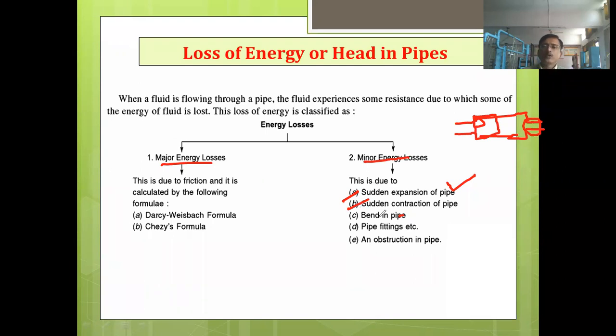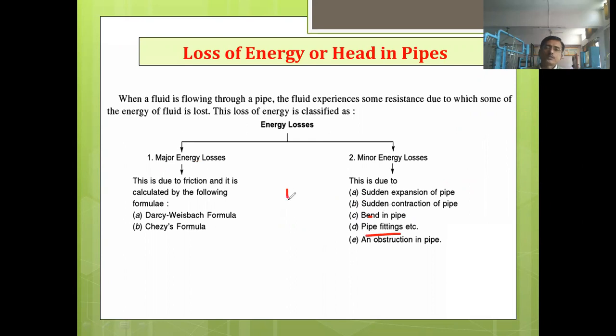Then head loss due to the bend in the pipe. जर पाईपला बेंड असतात, ज्यावेळेस आपण पाईप टर्न करतो त्यावेळेस त्या ठिकाणी आपण बेंड्स, एल्बोज वगैरे वापरतो. त्याच्यामुळे जो होणारा लॉस आहे, that is called as the head loss due to bend in the pipe. Next is the pipe fittings. Head loss due to pipe fittings.